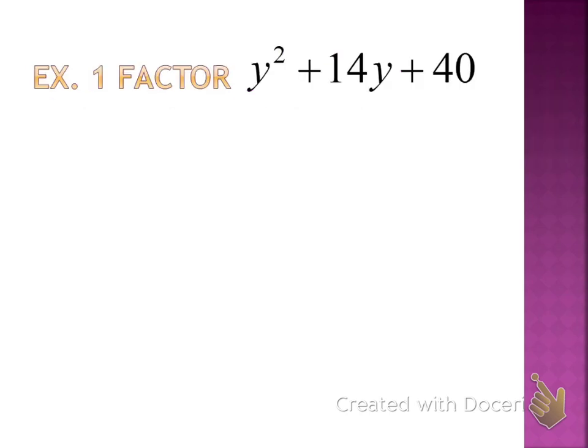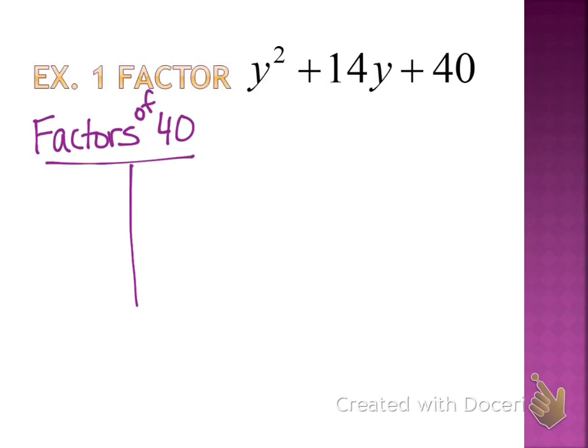All right, on our first example, they didn't use x, they used y. That's fine. y squared plus 14y plus 40. So they've set up on your guided notes some tables to help us out with this. That first table says we are looking for the factors of what? 40, because 40 is the constant. Factors of 40. And they divided it so that you can list them out side by side.